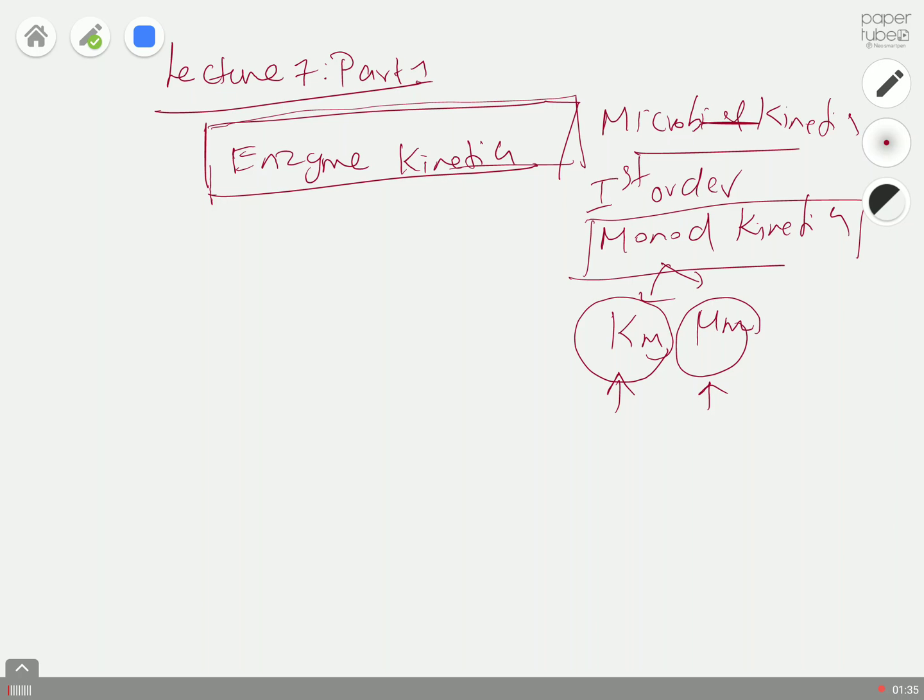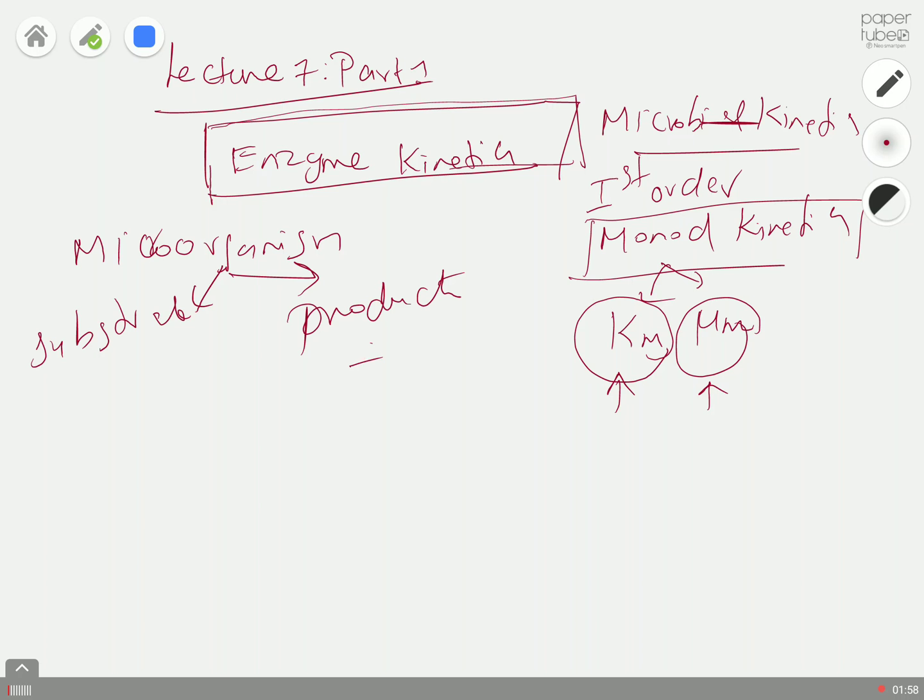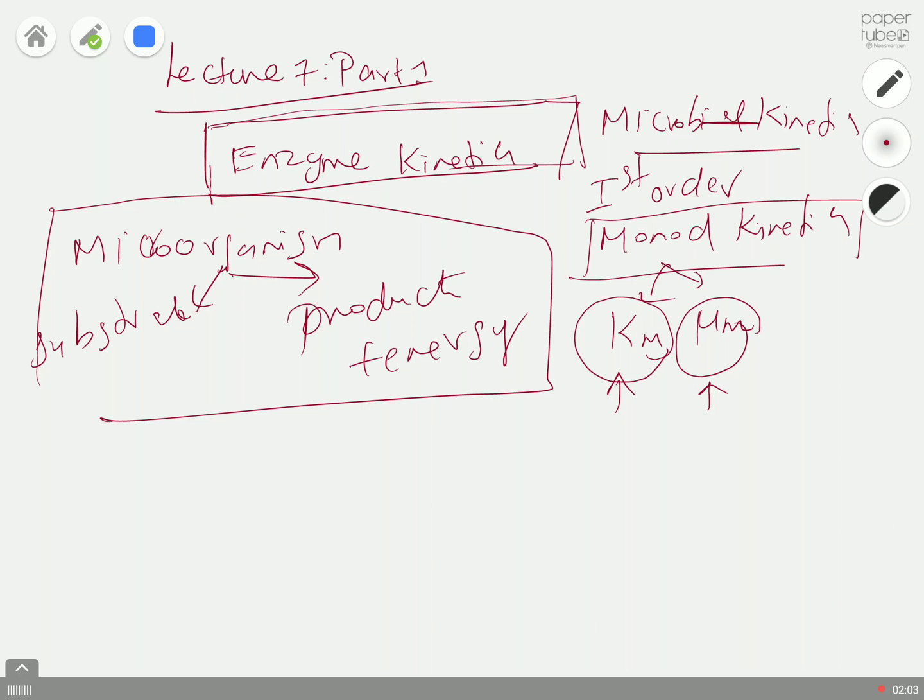So what happens in a biological reaction? I already showed some easy ways to write a biological reaction. One is your microorganism and your substrate. They consume your substrate and they produce new products, plus some energy because you're breaking some molecules. I hope you all remember these basics.